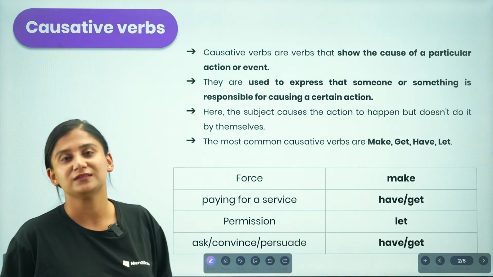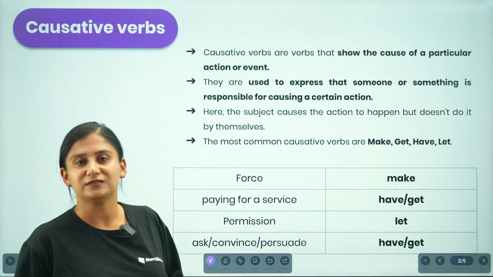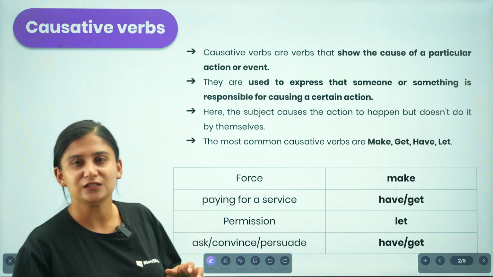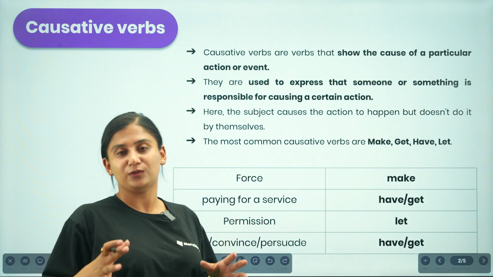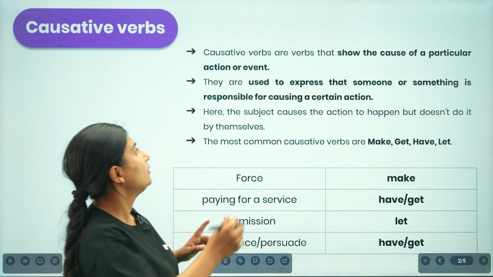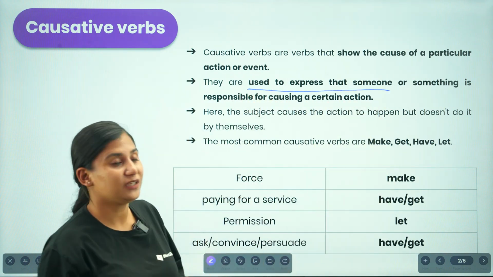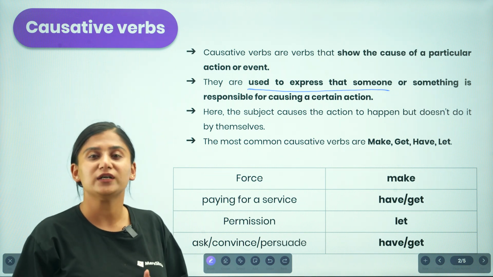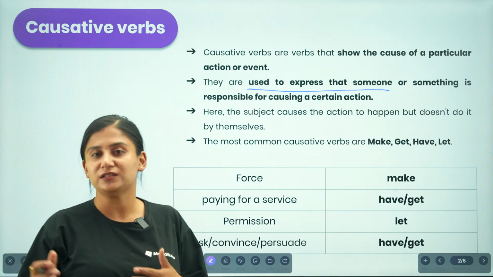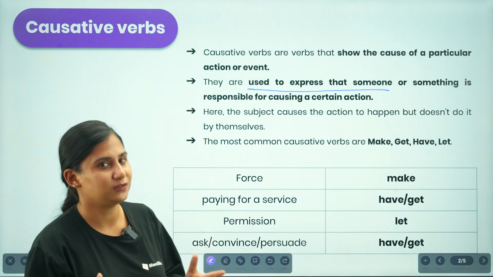So the causative verbs are verbs, of course, that show the cause of a particular thing. So these are the verbs that talk about or present to us the cause behind the particular action or event. In simple terms, we can understand these causative verbs as verbs that are used to express that someone or something is responsible for causing the particular action or the event that is happening. So behind the occurrence of the particular event or the action, someone or something is responsible, and this is presented by these causative verbs.